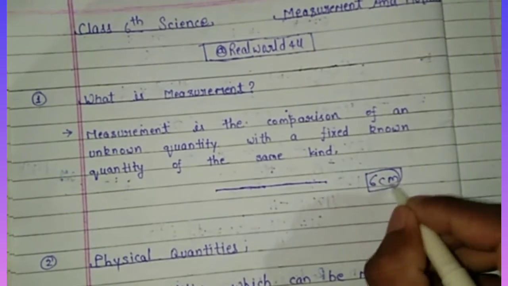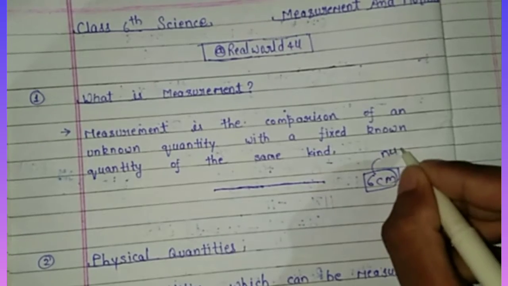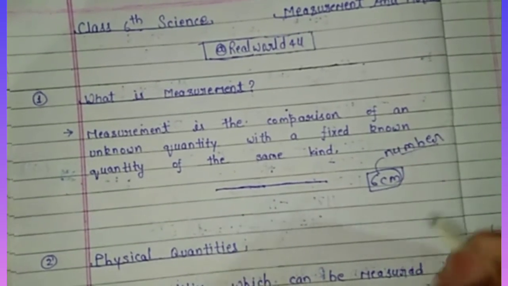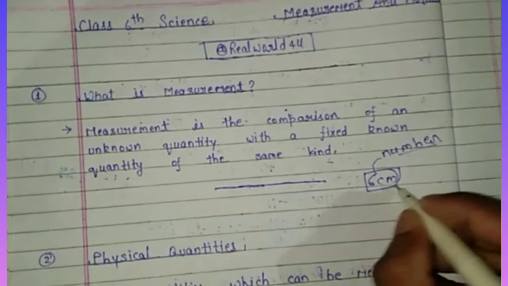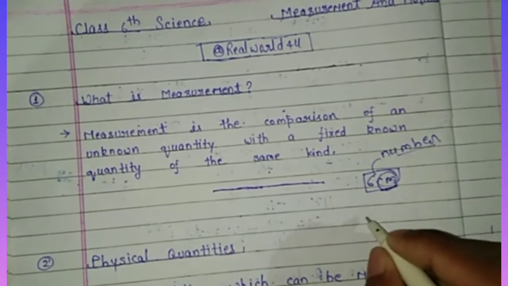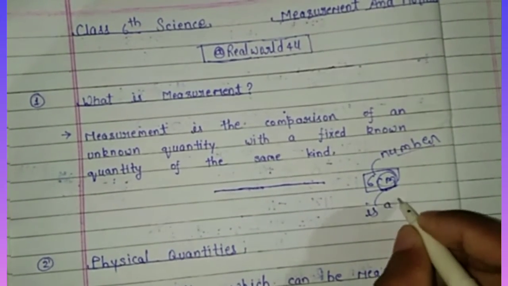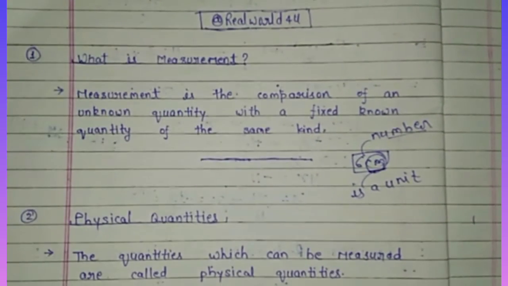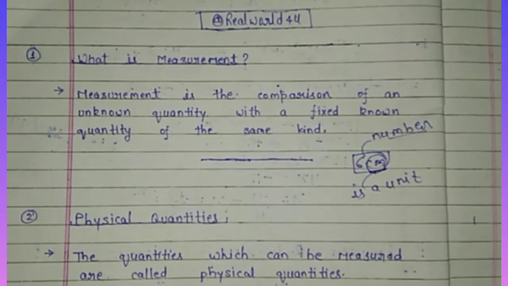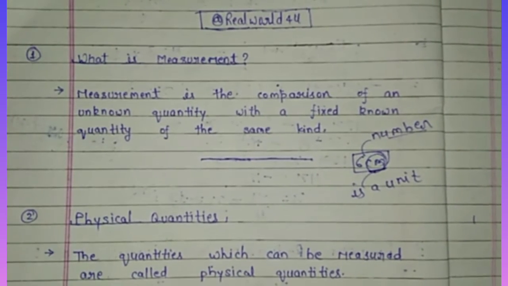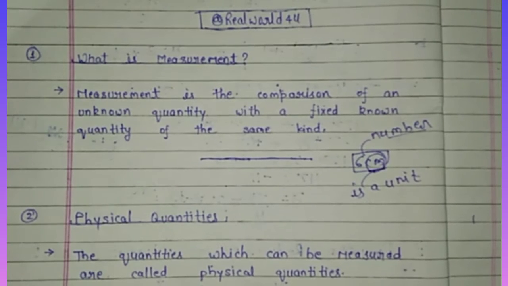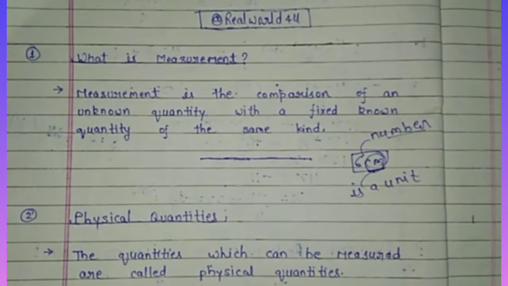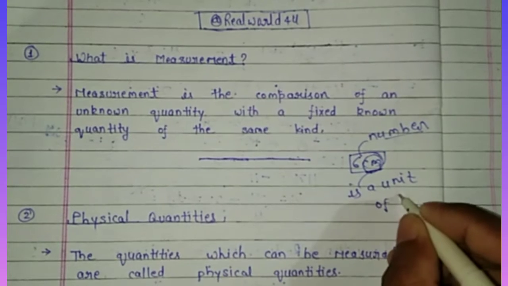What is this called? 6 is a number. Now what is cm? Centimeter. Centimeter is a unit with which we measure any kind of length. Okay, centimeter is a unit of length. It is not a unit of mass. This is a unit of length, because we measure length in centimeter.